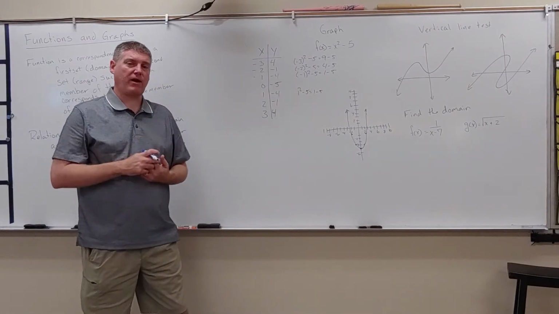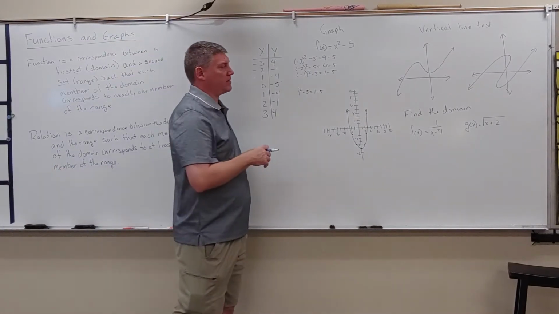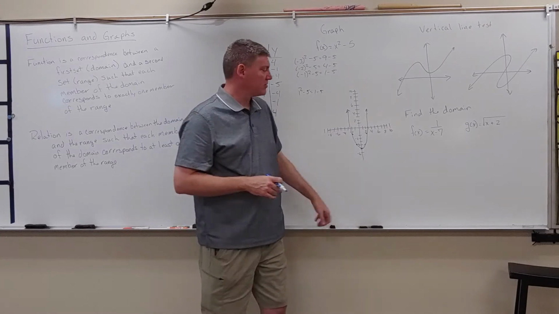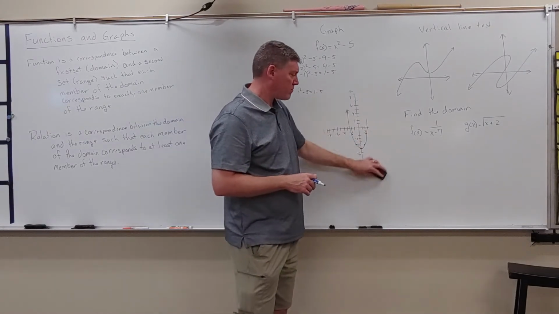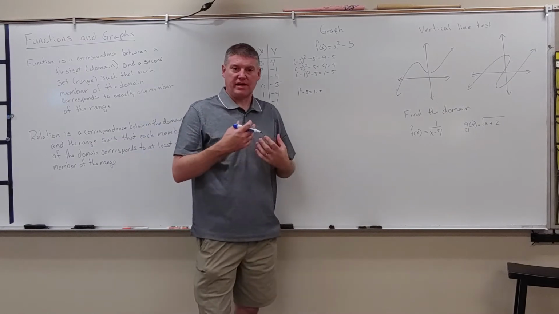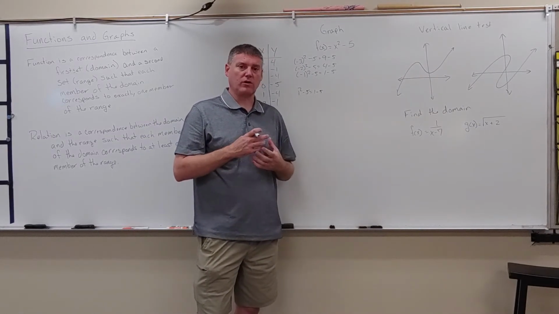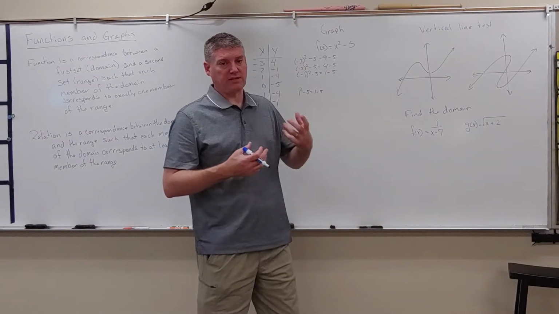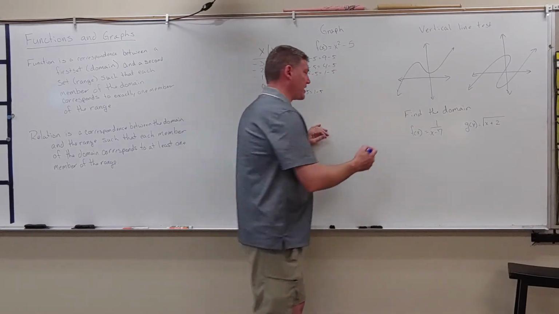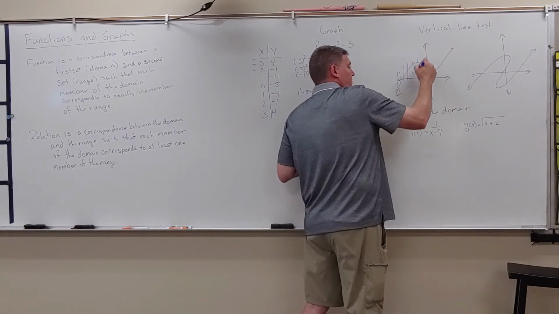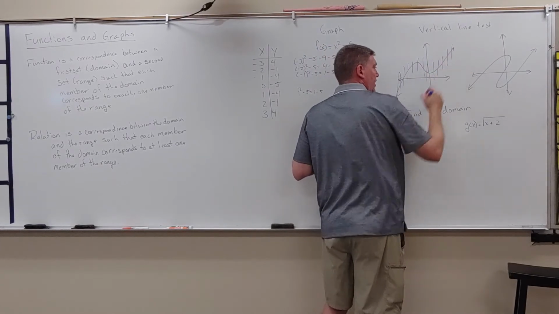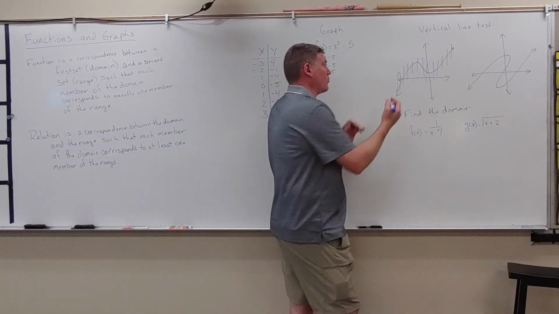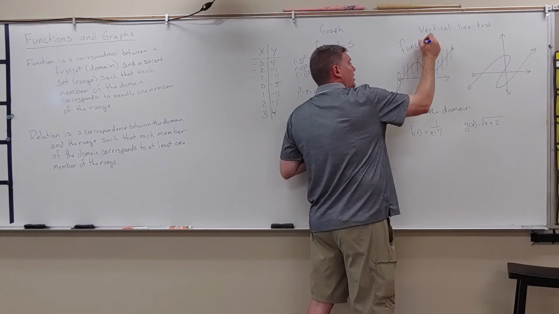Now, if I have the graph and I want to know whether it's a function or just a relation, I'm going to use what we call the vertical line test. The vertical line test says that every vertical line will intersect the graph at most once. That just means that if I were to draw a bunch of vertical lines, every vertical line that I could draw would only touch it once. Okay? If it only touches it once, then it's a function.